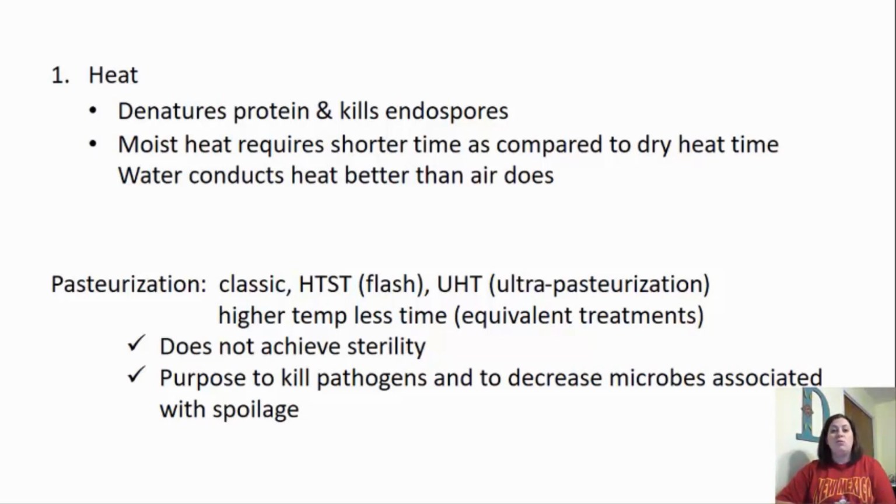All right, and so this is using really high temperatures. The higher the temperature, the less time is needed. Okay, and so if we can increase the temperature, we don't have to put it in there for as long. This does not achieve sterility. The whole purpose of pasteurization is to kill pathogens and to decrease the microbes associated with spoilage. It doesn't say it will get rid of them, but it does decrease them. That way the shelf life can be longer, like with milk.